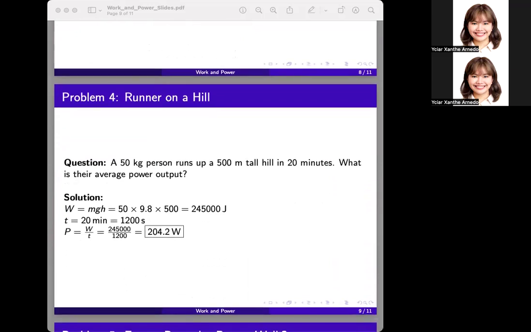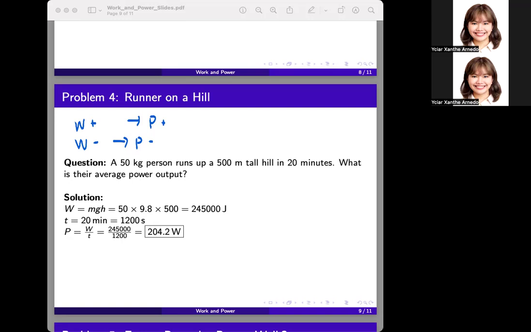So if the work done is positive, then the power is also positive. And if the work done is negative, then the power is also negative. If no work is done, then no power is also applied. Let's try solving this first problem here.